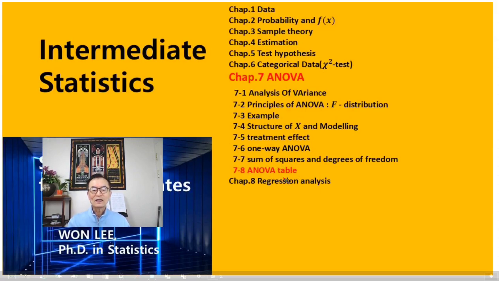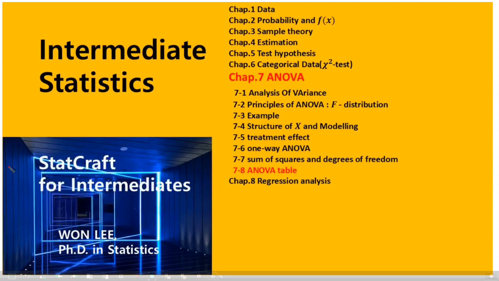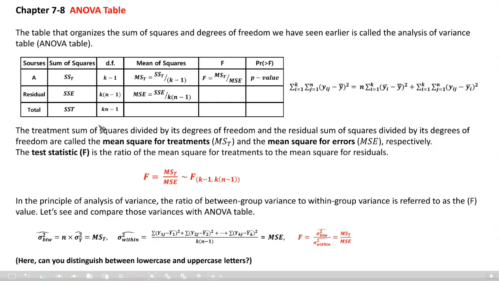ANOVA table is pretty famous when you use a computer for analysis. You will see ANOVA tables here and there. Let's see how to make an ANOVA table. An ANOVA table basically organizes the sum of squares, SS, and degrees of freedom. What we have seen earlier is called the analysis of variance table.